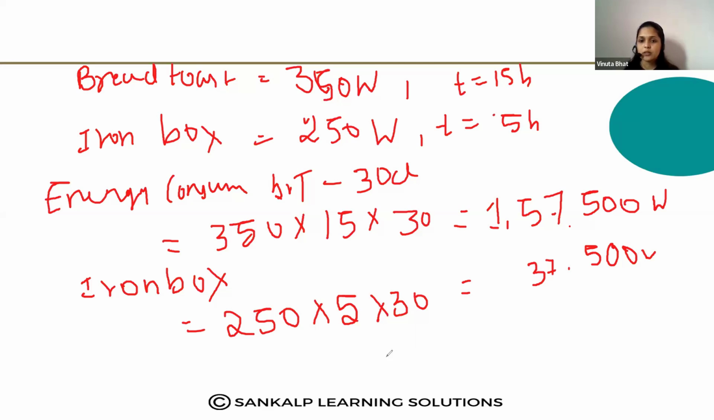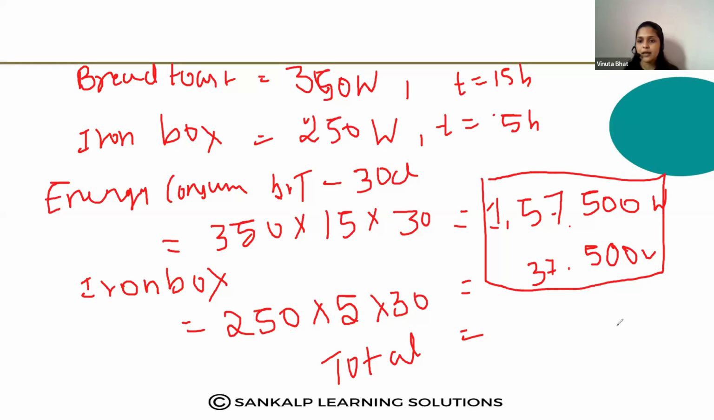37,500 watt. So what is the total energy consumed? You have to add both values. So add this value, 1,57,500, and 37,500, which gives 1,95,000 watt hour.